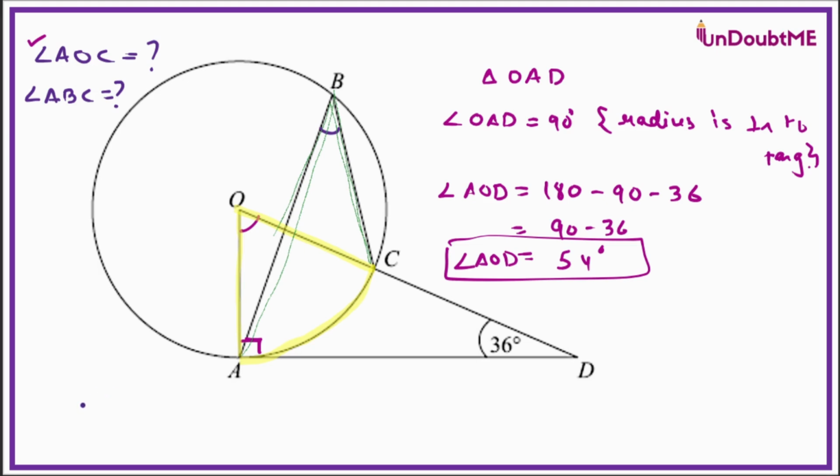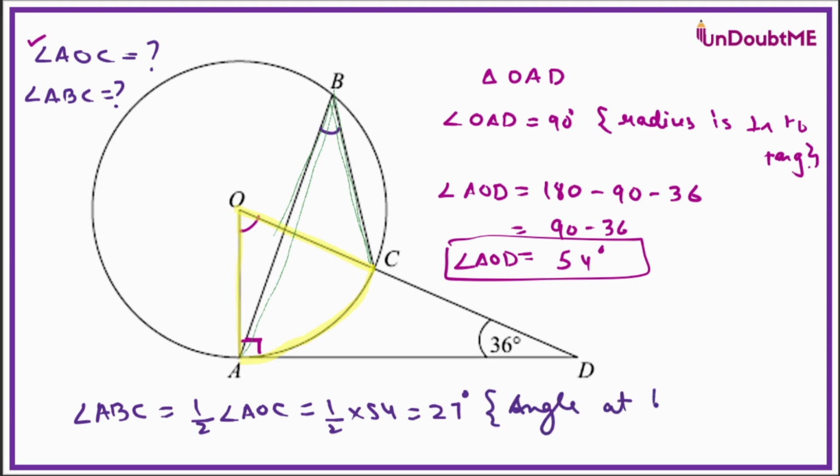So we can say that angle ABC is equal to half of angle AOC, and that is equal to half of 54, and that is 27. And the reason we will give is: angle at the center is double the angle at the circumference. Okay, and we are done with this.